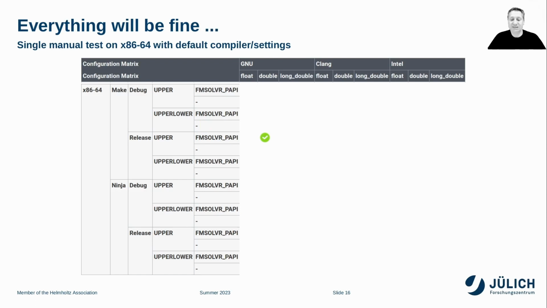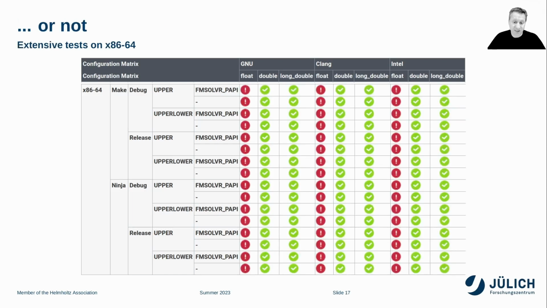And the only thing we tested back in the day was just one setting: x86, release mode, upper settings, FM solver, PAPI settings, and only double. And usually you would think, okay, what could go wrong? But if you test all of this matrix, it looks like this.